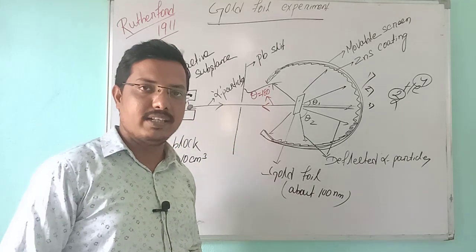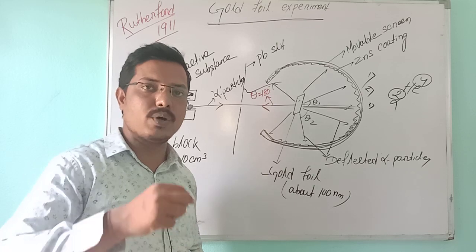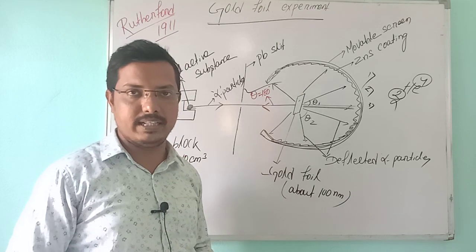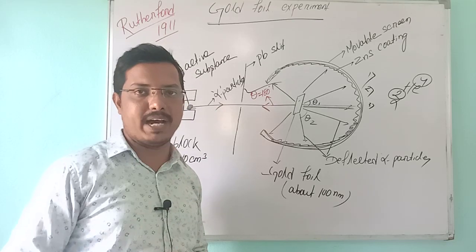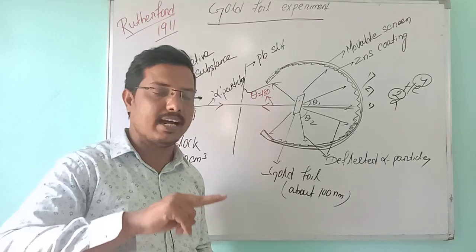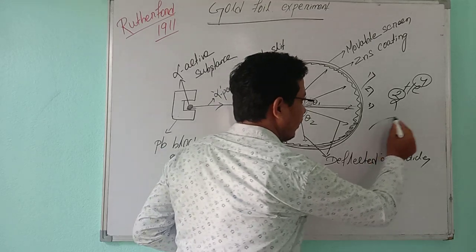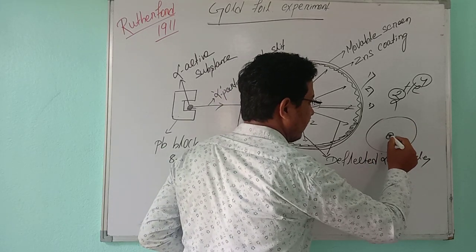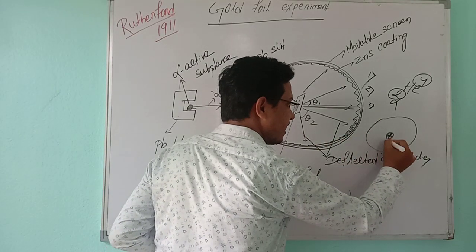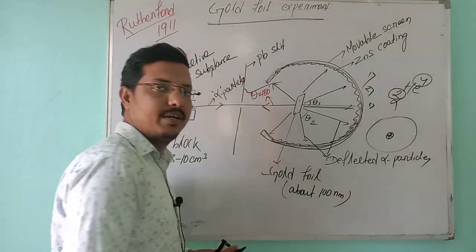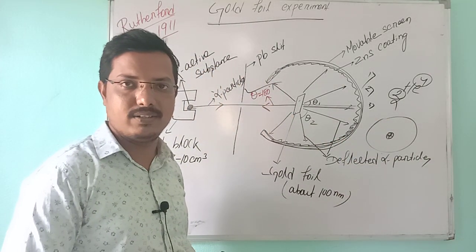And later he called this the nucleus. That means the atom is categorically divided into 2 parts, that is, the extranuclear part and the nuclear part. In the nuclear part, all the positive charges are present, and the extranuclear part is the vacant space. Okay.